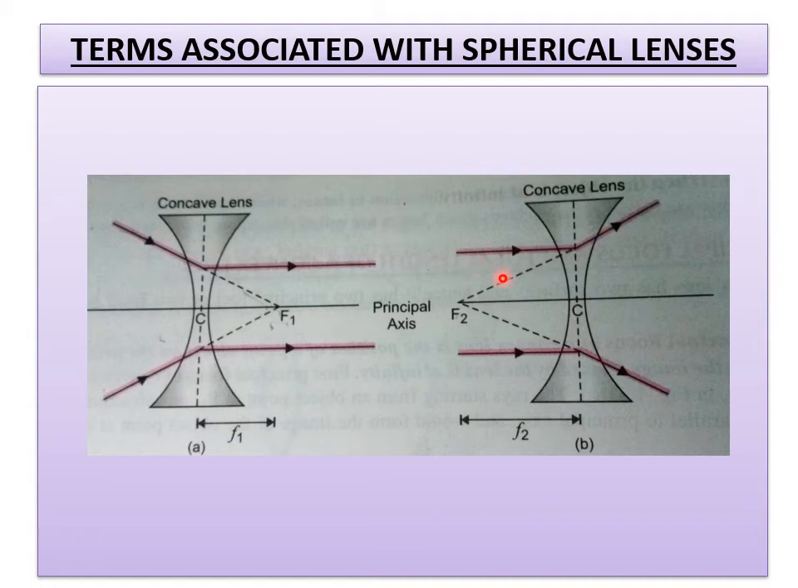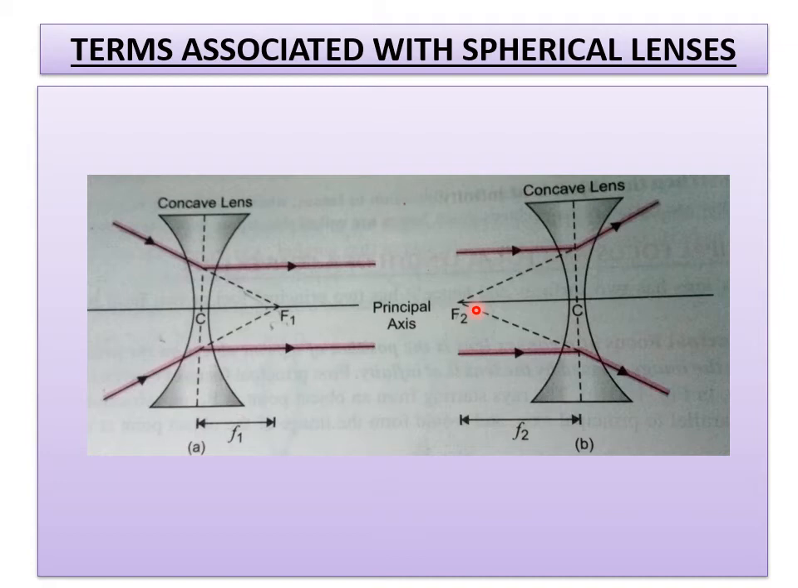Now, the second principal focus of a concave lens is the position of an image point on the principal axis of the lens when the point object is situated at infinity. Okay, so actually what is happening?